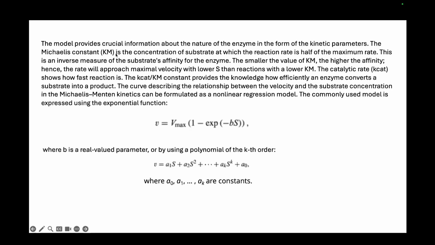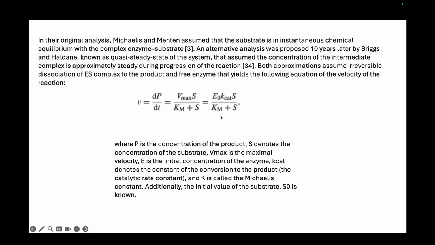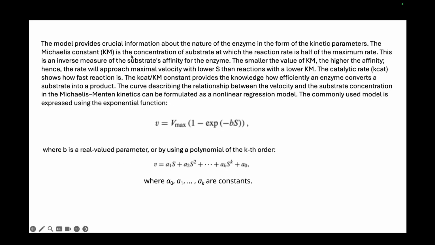Now the model provides crucial information about the nature of the enzyme in the form of kinetic parameters. The kinetic parameters are given by this Km, which is the Michaelis-Menten constant. So this is the concentration of the substrate at which the reaction rate is half the maximum rate. If you remember the Michaelis-Menten curve, it goes out like a parabola, and then it reaches saturation at a certain concentration of the substrate. Half of that concentration of the substrate is associated with the rate of formation of product. That is what is known as the Km.